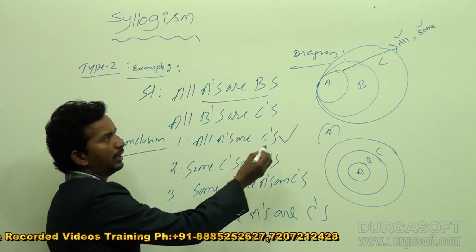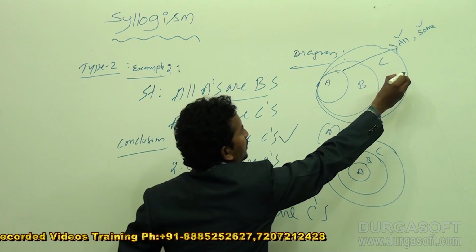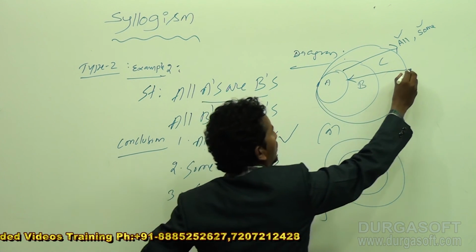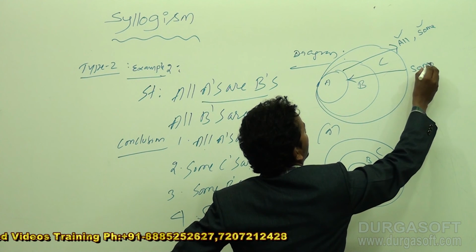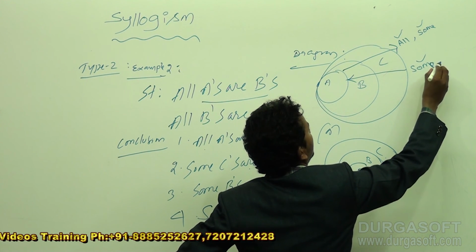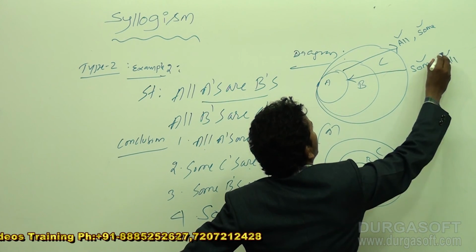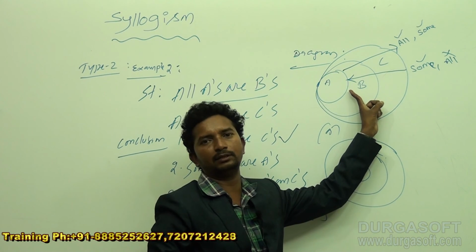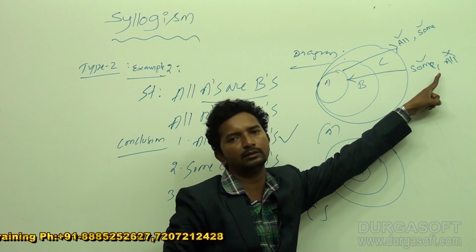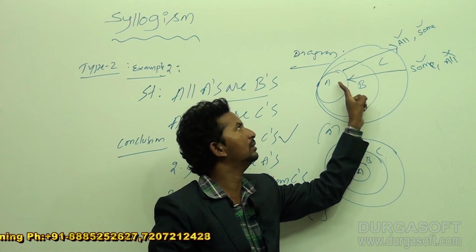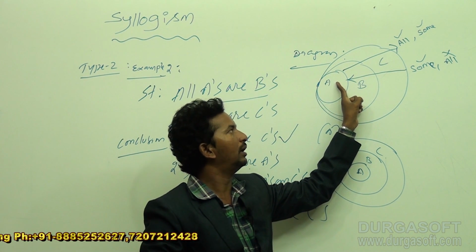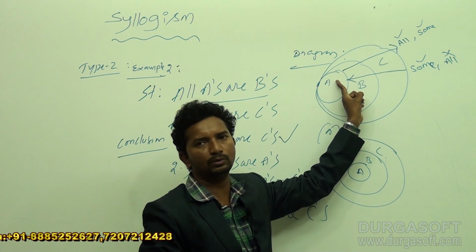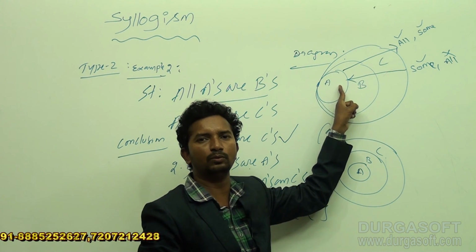Coming to the next one, some C's are A's. See the diagram coming to the downward side. So what follows here? Only some follows, but not all follows. Not all follows means all C's are not A's. Understand? Some C's are A's follows. Some C's are B's follows. Some B's are A's follows.